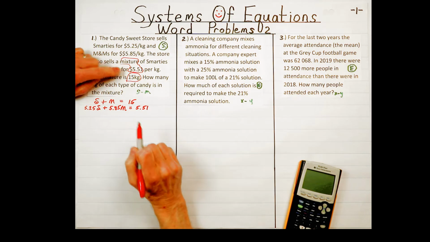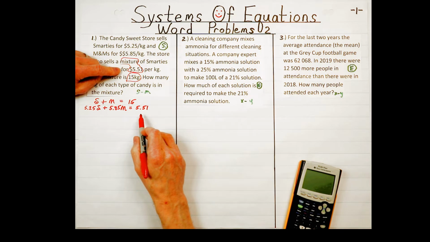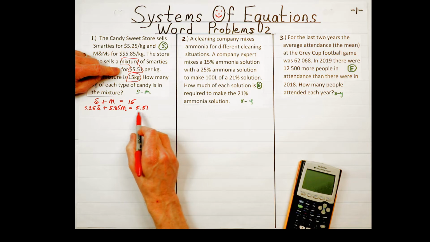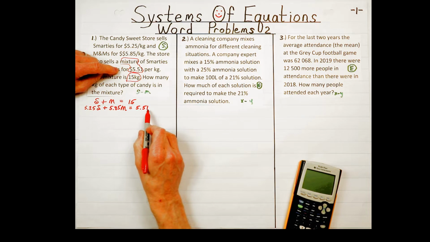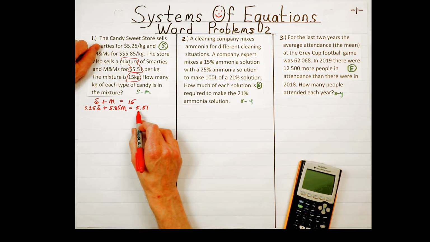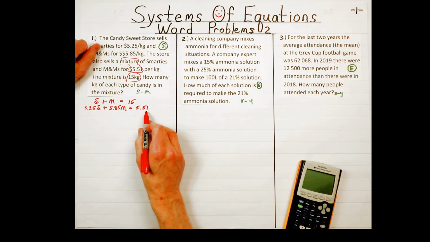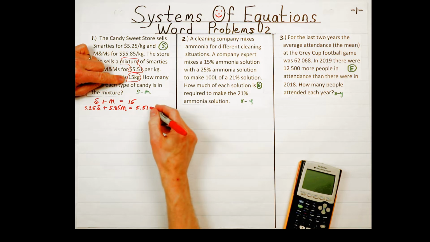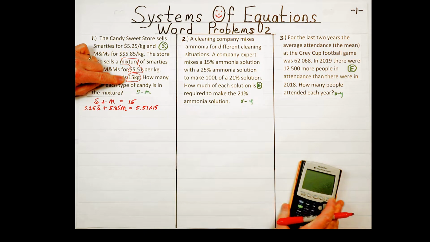So the mistake that many students make when they're first doing these questions is they leave the price at $5.51 on the right side of the equation. But of course, that cannot be correct. Why? Because it only represents 1 kilogram. $5.51 is 1 kilogram of the mixture. And we have to represent the entire mixture here of 15 kilograms.